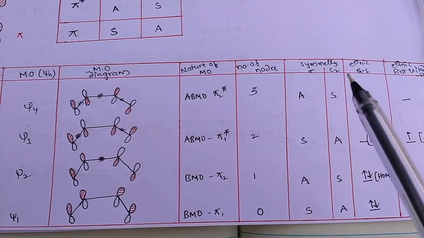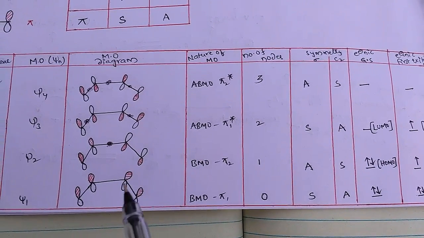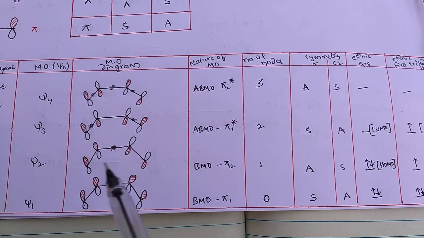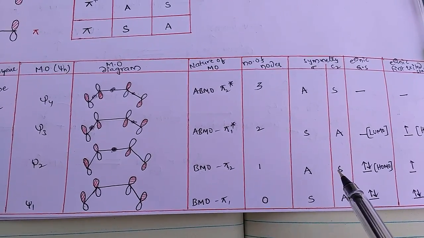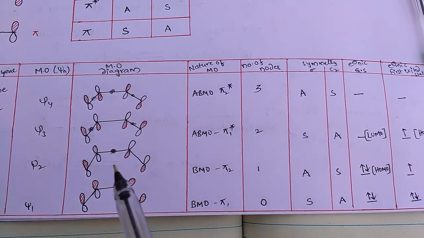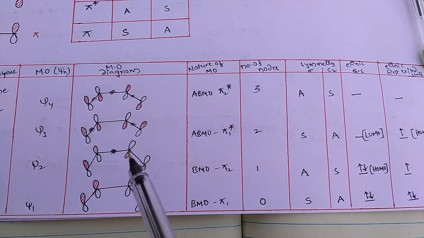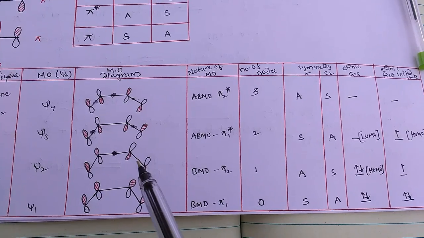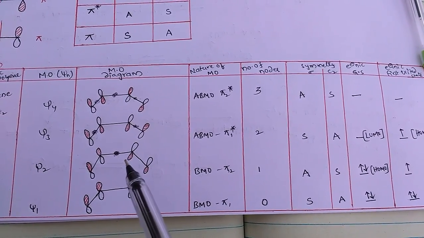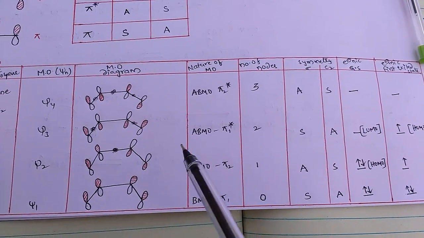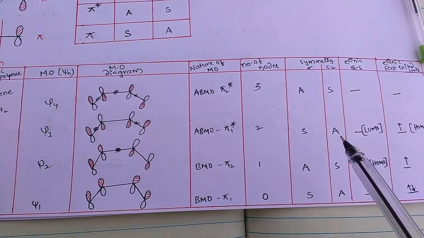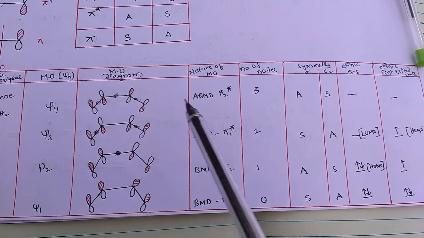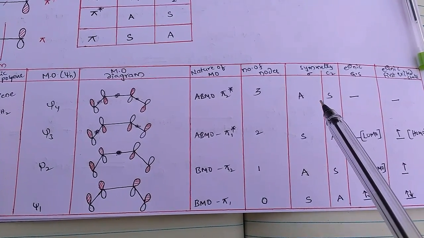the principal axis of symmetry, in the first, psi1, there is no C2, that's why A. And in psi2 there is the presence of a C2 axis, so symmetry is possible. If you rotate these two orbitals about C2, we can observe the presence of C2 symmetry, that's why S. In psi3 there is no C2, that's why anti-symmetry. And you can observe psi4 here is a representation of C2 symmetry.